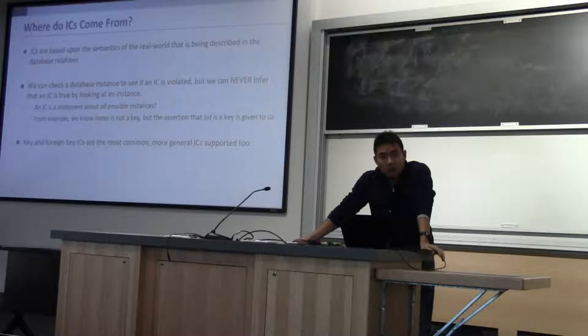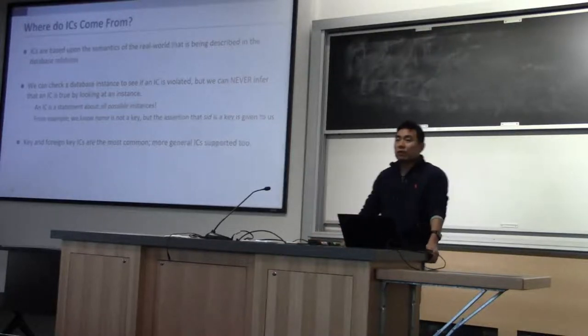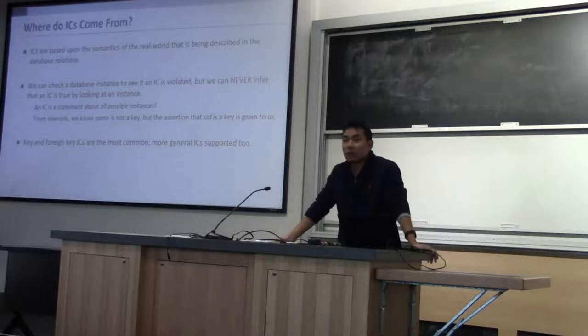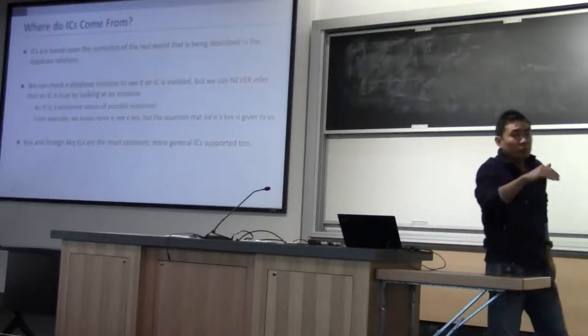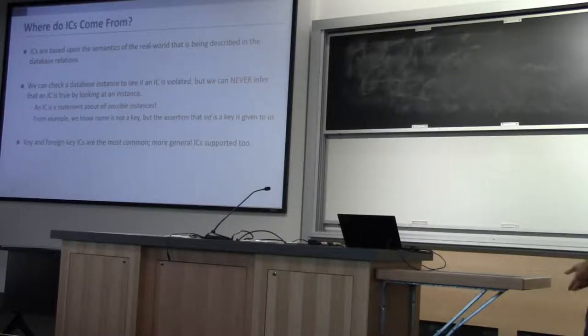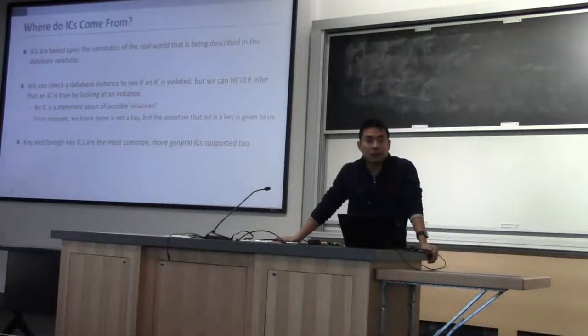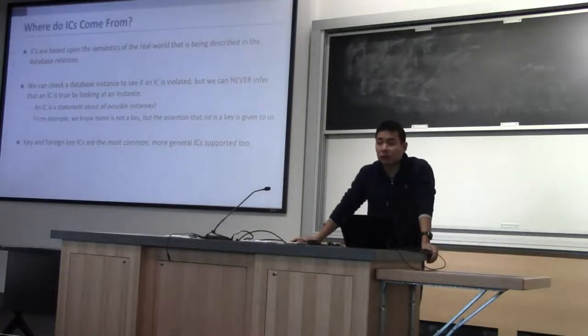So key and foreign key integrity constraints are the most common. Of course, we can support more general constraint checking, such as, in my university, a student must be at least 17 years older. Those types of general constraint checking are possible, but you need to use more advanced mechanisms, such as triggers, which we'll be talking about later, to define and enforce those.